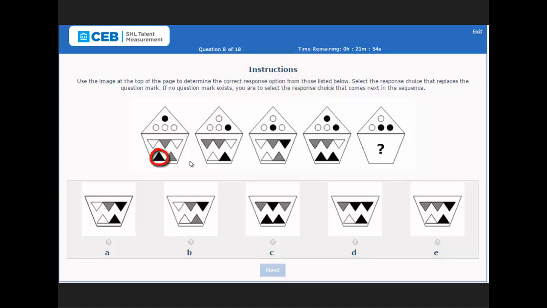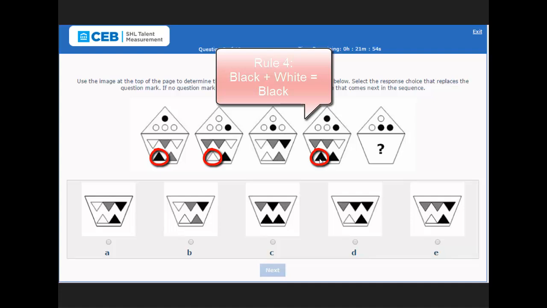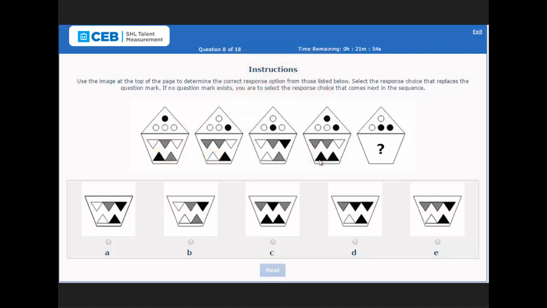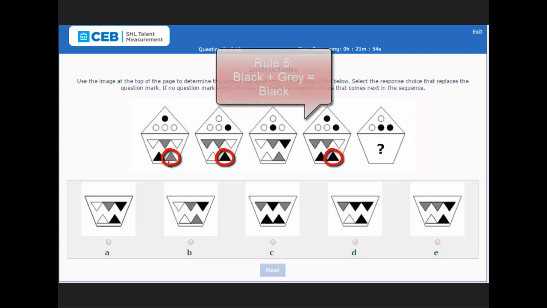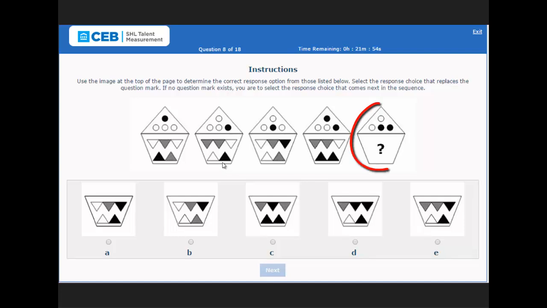see that the first frame in the sequence contains a black, the second contains a white, so when these two combine together, they give a black triangle, and this is the fourth rule. And the final synthesis rule is that when we have a gray and a black triangle, this combination results in a black triangle.